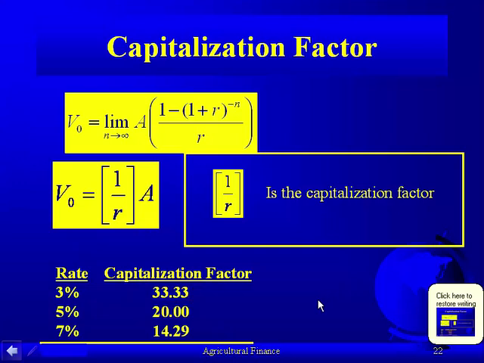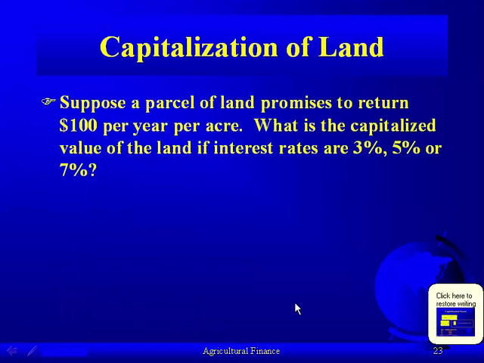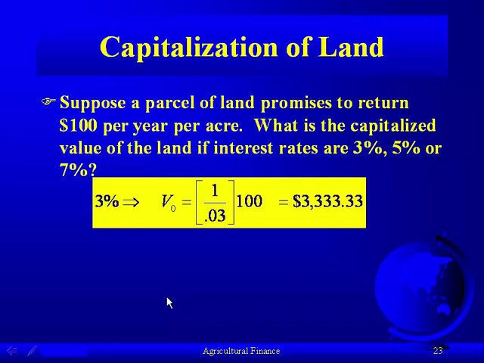Still a little hazy, so let's bring it to something a little closer to home. Let's suppose a parcel of land promises to return $100 per acre, whether it be cotton, wheat, or just hunting rights on it, where you assume that you can get $100 per year per acre. What is the capitalized value of that land if interest rates are 3%, 5%, or 7%? First of all, we're holding constant the returns, and we're assuming that land's going to be there forever, and that we're going to get $100 forever for that land.